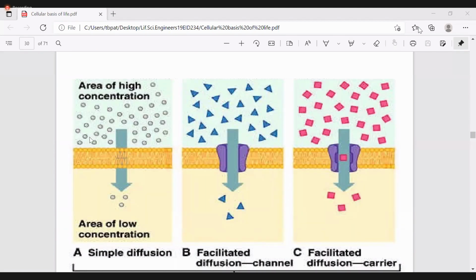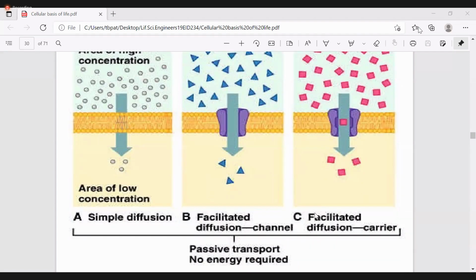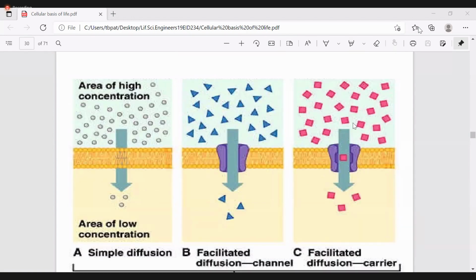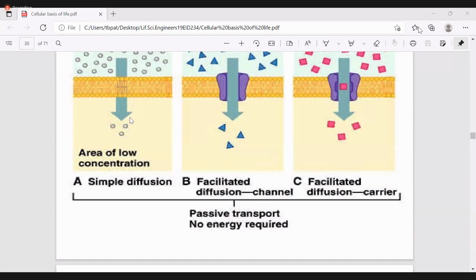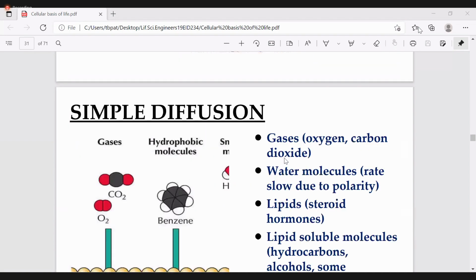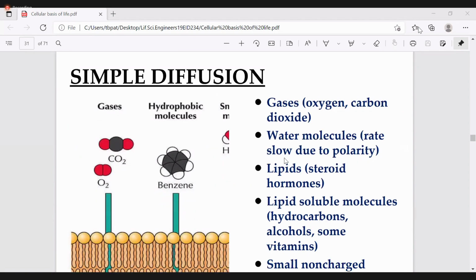Here there is an area of high concentration and an area of low concentration, and the molecules can pass. It's simple diffusion. It's facilitated diffusion. It is allowed to diffuse only through the particular channel, or through carriers, the catalysts. It can pass on, facilitated. But these three are passive transport. There is no need for energy. Energy is required for active transport only.